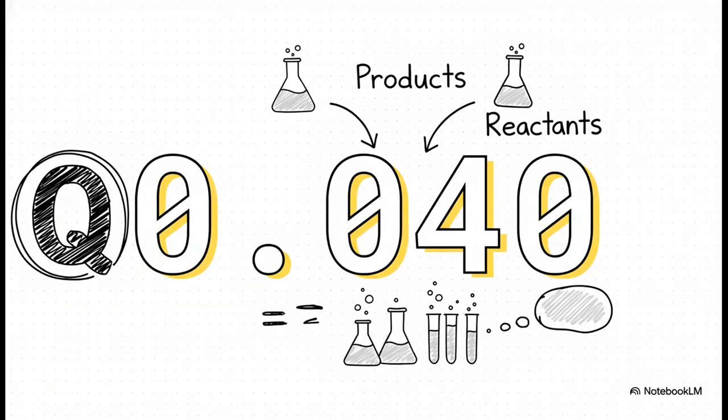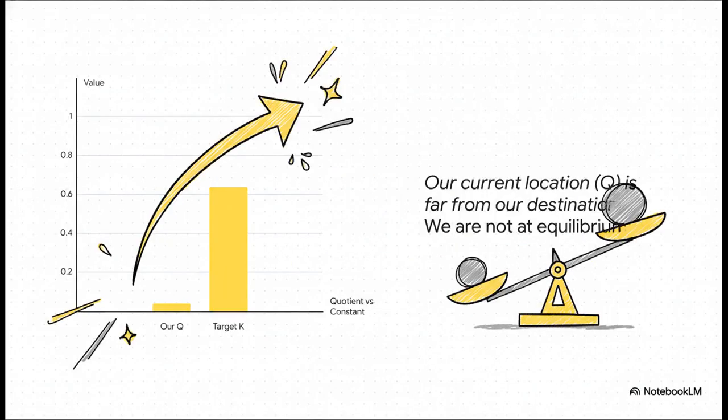So first things first, we've got to figure out our current location, our Q. We just plug our starting concentrations right into the expression, products over reactants. We multiply the products on top, divide by the reactants on the bottom, and we get a Q value of 0.040. And when you see it visually like this, the gap is just obvious. Our current Q is way, way down here at 0.04, while our destination K is all the way up at 0.64. We're definitely not at equilibrium yet, not even close.